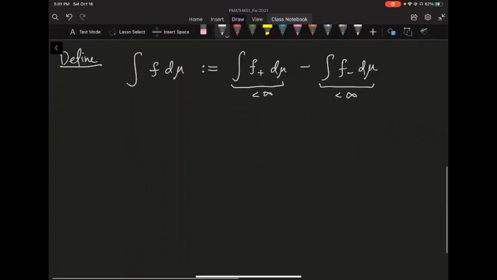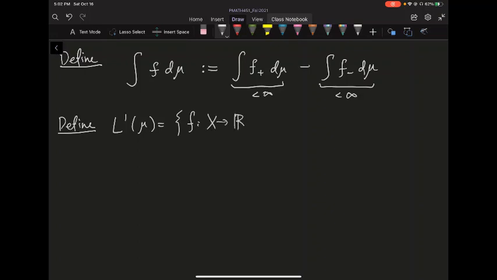I want to prove several nice properties of this. First of all, let's define the L1 space. The L1 space of μ is essentially all the integrable functions on X, okay? So here f is integrable.